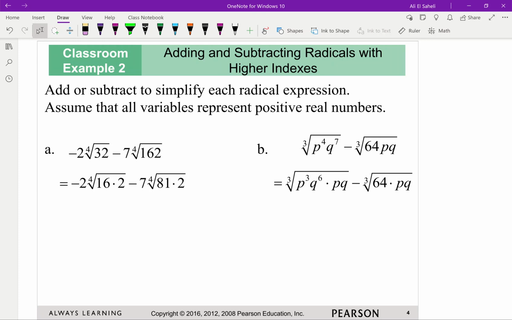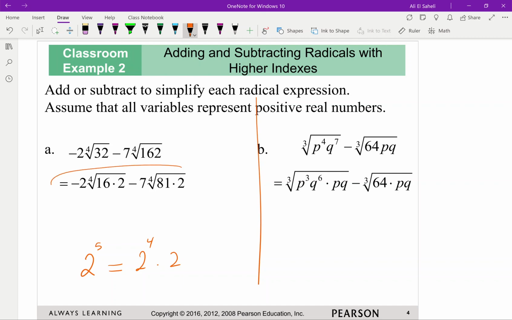Simplify each radical expression. Assume all variables represent positive real numbers. Okay. Now the 32 here is 2 times 2 times 2 times 2 times 2, five times. But we need 4 of them because we have a fourth root now, not a square root. So this is 2 to the power 4 times 2.